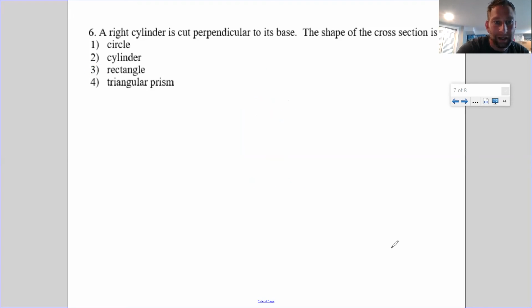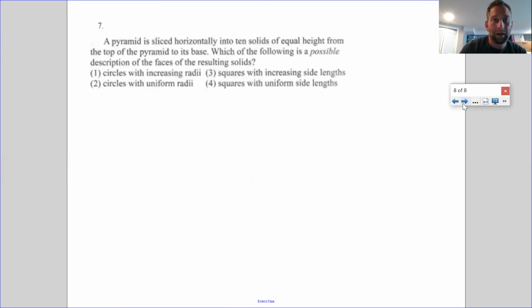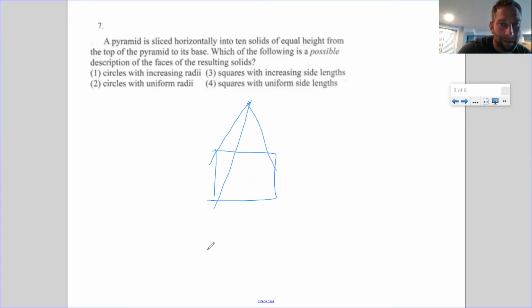And finally, the last one, a pyramid is sliced horizontally into 10 solids of equal height. Let's see if I can draw a pyramid. I have a lot of trouble with drawing pyramids. I don't know why. Did I do good? Thank you.